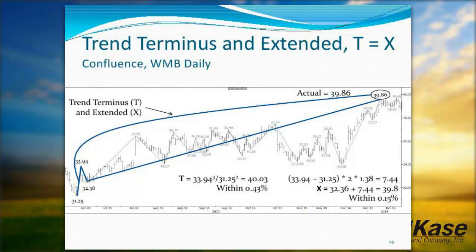And so in this case, we have this very small wave at the very beginning of the chart, 31.25, 33.94, 32.36. The trend terminus, or T, projection, which is y cubed over x squared, is 40.03. And then the actual XC, or X, extended target is 39.80. So those are within 23 cents of one another. The actual swing high is 39.86. So we're within 1%, or really within 0.5%, of meeting that actual target. And there are these two different targets based upon different factors that are showing us confluence at that point.